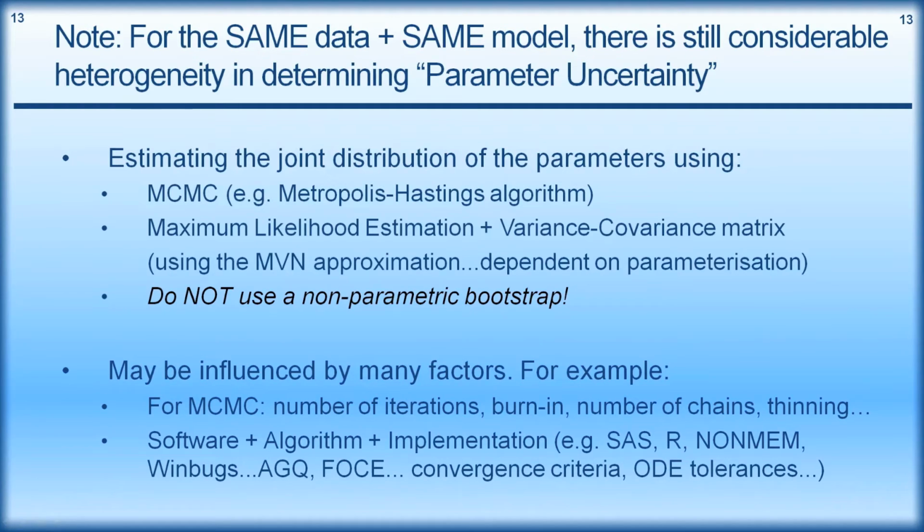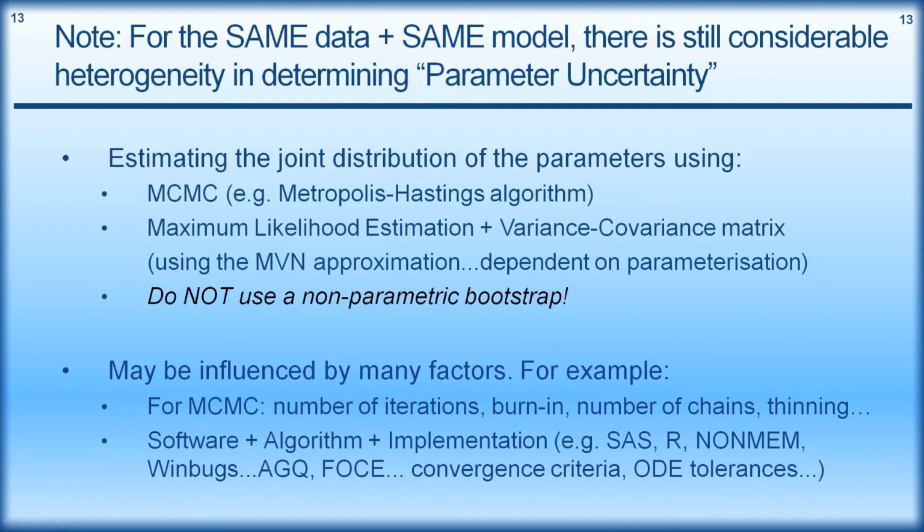The results that we get are influenced by many factors. So for example, in Markov chain Monte Carlo, it's going to depend on the number of iterations, the duration of the burn-in, the number of chains, one chain or multiple chains, and the thinning used. There are going to be numeric differences between what I might do and what you might do, even though we may be applying a very similar methodology, because we may be using different software. The software could be using different algorithms and different implementations.